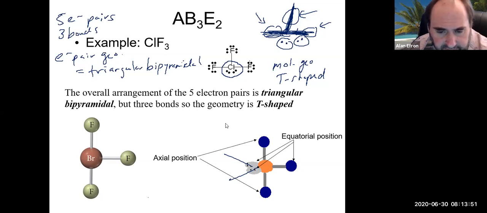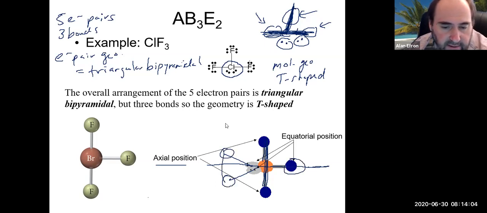And these are sometimes referred to in terms of their position, axial, on the axis here. And kind of like the equator coming through the middle, you have these guys located on that plane in the middle of it. And again, that's what is referred to as the equatorial position. Again, kind of like the equator going through the center, if you will, while the other one's located on the axis there. So 5 electron pairs, 3 bonds, going to give you T-shape for the molecular geometry, triangular bipyramidal for our electron pair geometry.